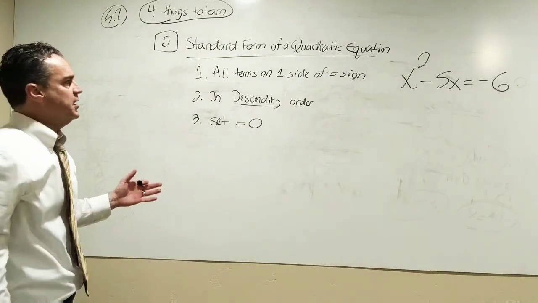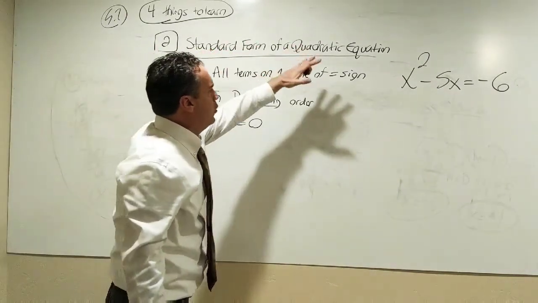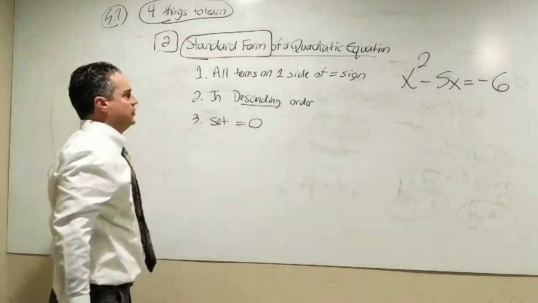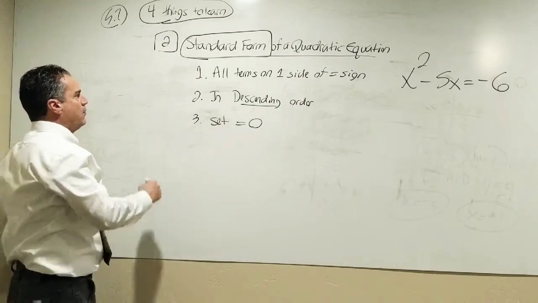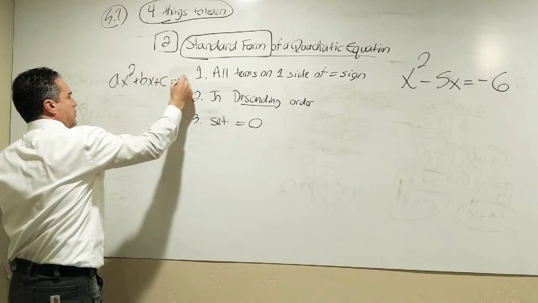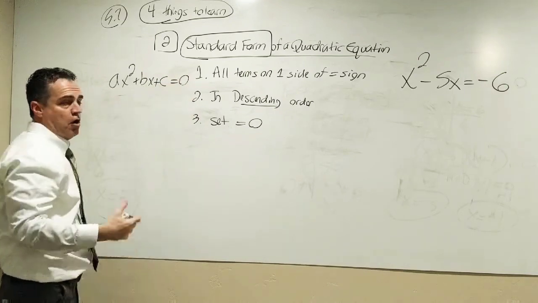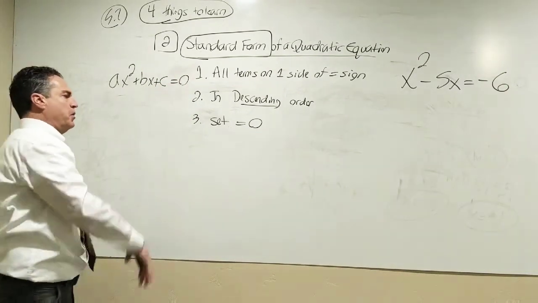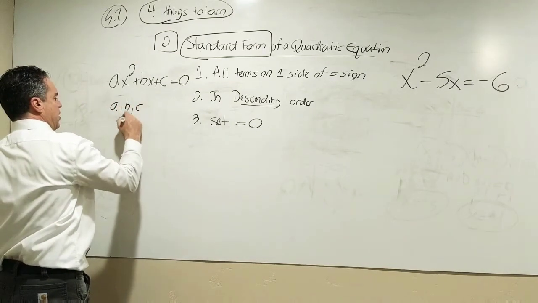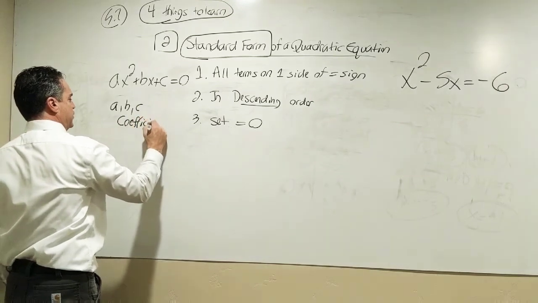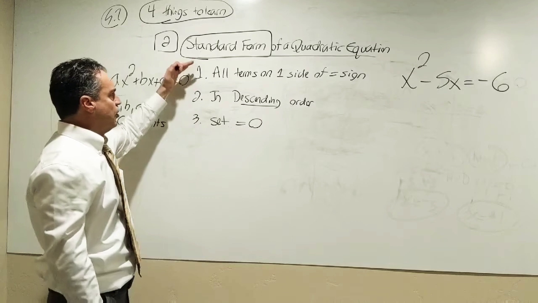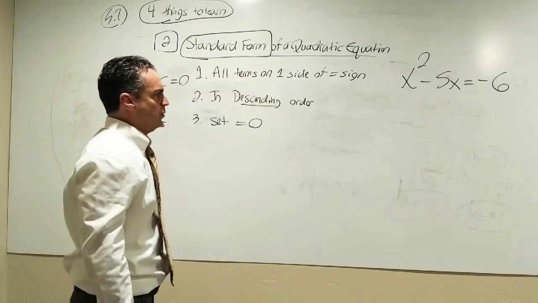The second item that we need to know is how do we put a quadratic equation in what's called standard form? This is really important. We must know how to put it in standard form. Standard form is this form of ax squared plus bx plus c equals 0, where a, b, and c are the coefficients. We talked about this when we were doing our factoring. So a and b and c are the big numbers, the coefficients. But in essence, all the terms have to be on one side of the equal sign.